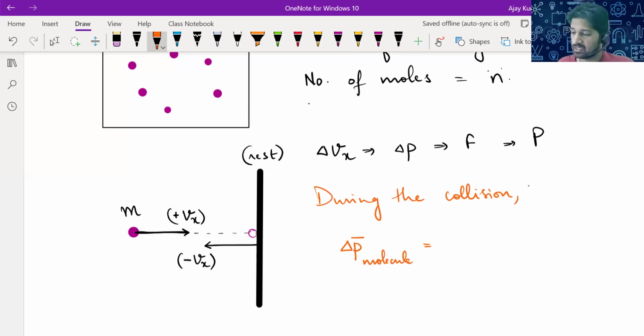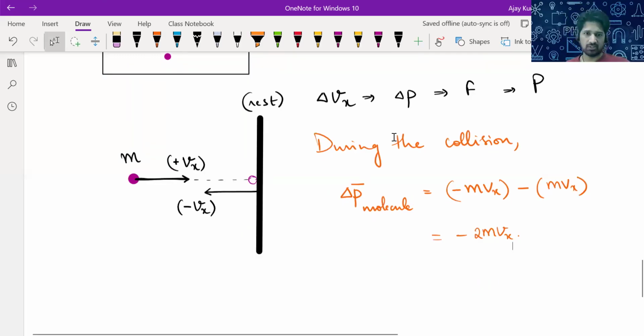Change in momentum is final momentum minus initial momentum. After collision, the momentum is minus mvx. Before collision, the momentum was plus mvx. So the change in momentum becomes minus 2mvx. Now this is the change in momentum of the gas molecule, right?